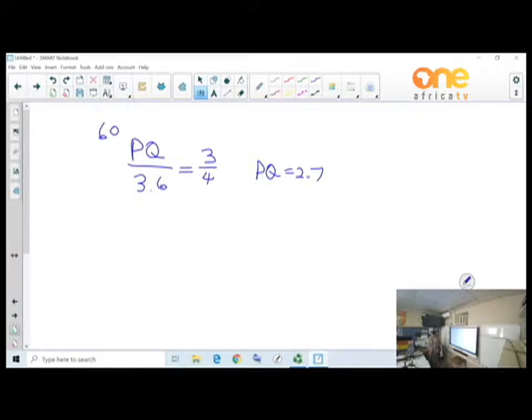So what is our ratio now? 3 to 4. What do we do with area? We square the ratio, so it's 9 to 16. And the big one is 5.6. So what is this one going to be?